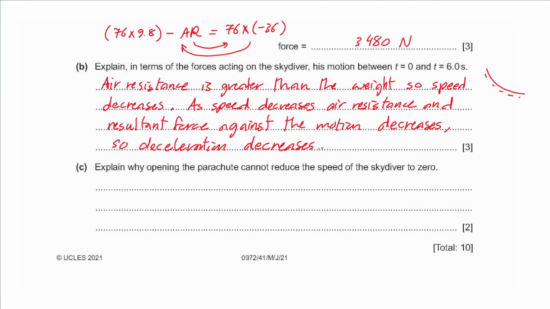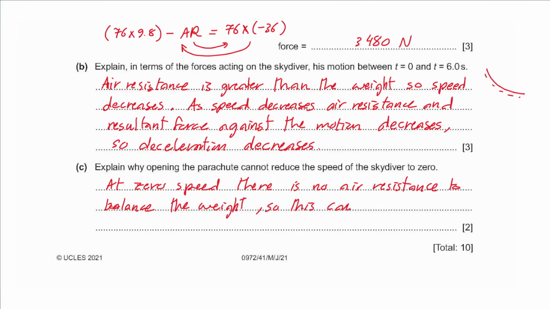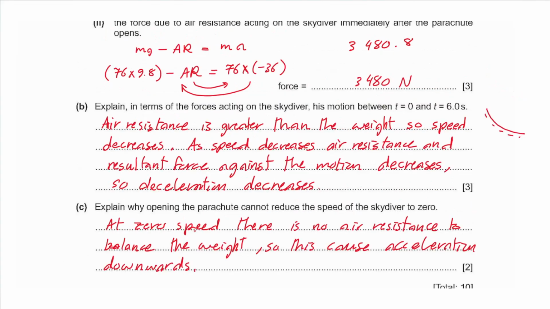Part C says explain why opening the parachute cannot reduce the speed of the skydiver to 0. We say that at 0 speed there is no air resistance to balance the weight. So this causes acceleration downwards with the weight. Whenever there is an acceleration, the speed cannot stay at 0.